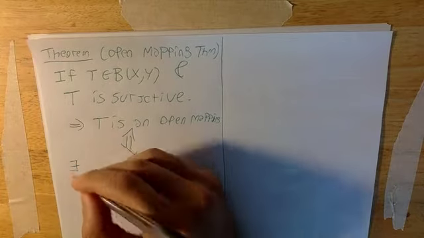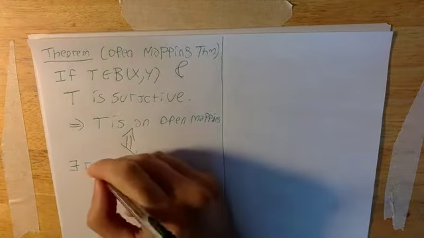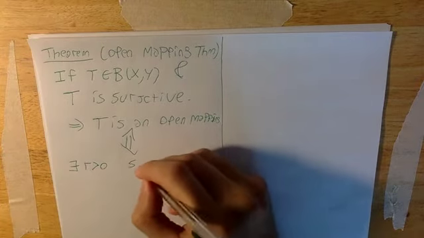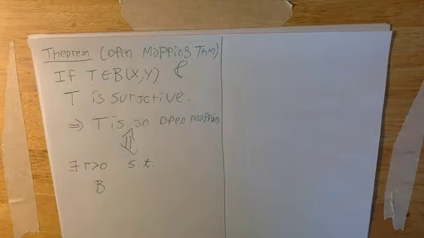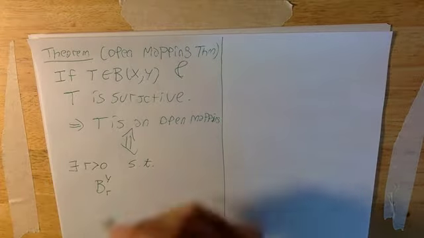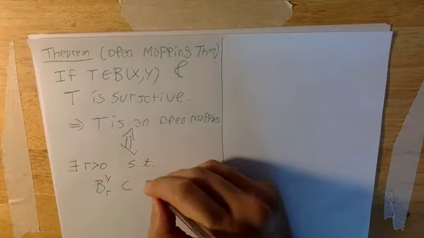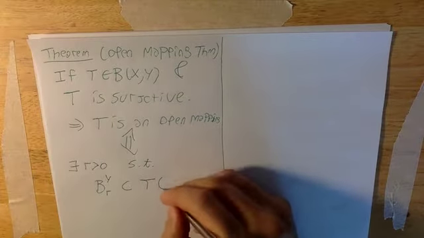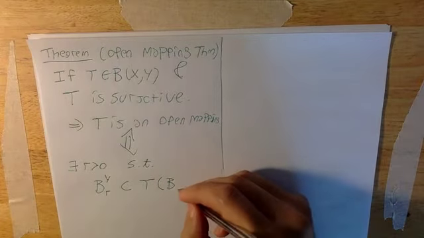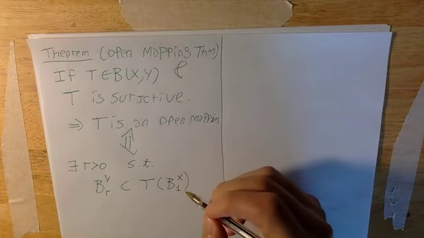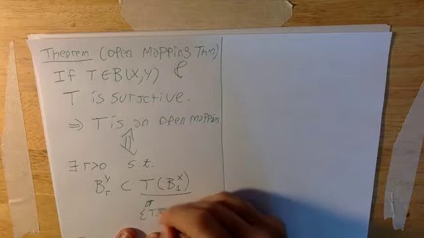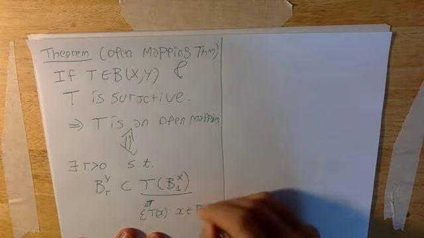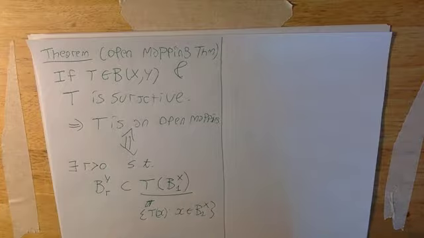there exists an R positive such that the ball of radius R in Y is contained in T of B1(X). Okay, so this is the image. This is all the T of x such that x is in B1(X).